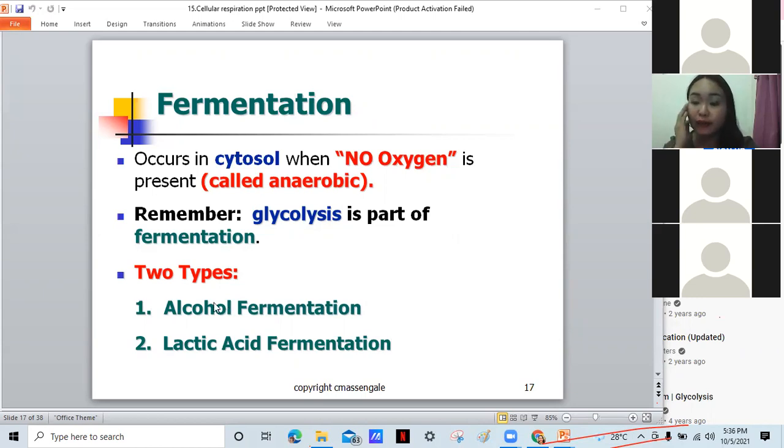In the video you had, it was explained that when we use our muscles, when we exercise, like walking, and then we feel pain afterwards, that is the effect of anaerobic fermentation. The muscles lack oxygen. So that's the result of anaerobic respiration or fermentation.